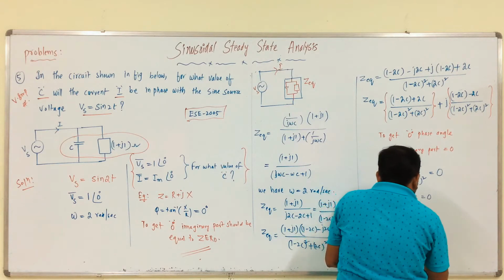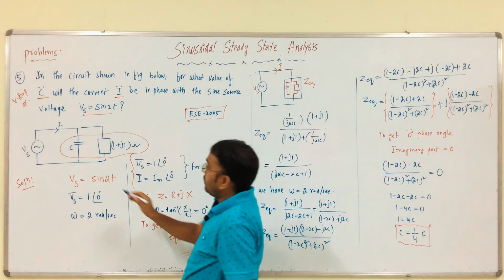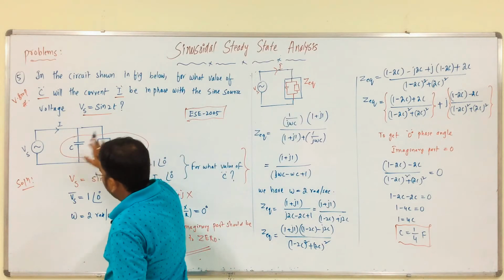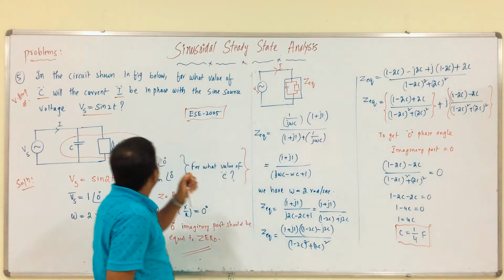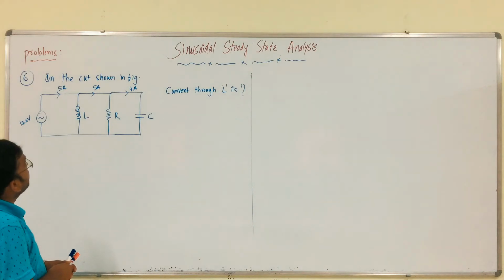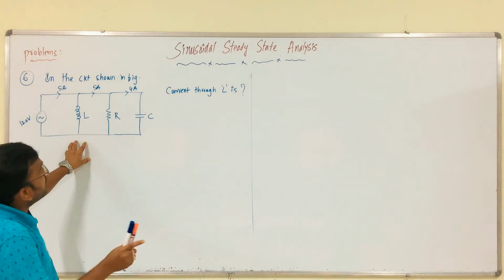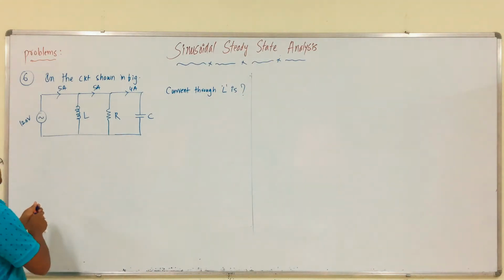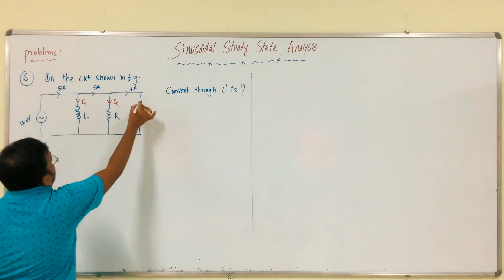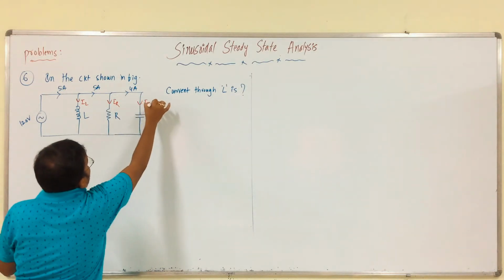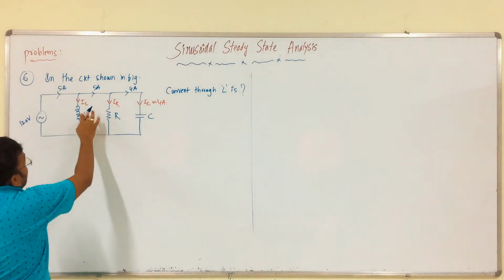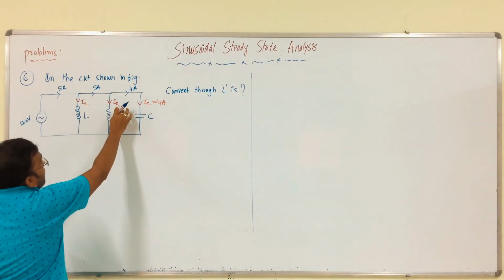The answer is, so for 1 by 4 farad only, for this value of C we are having voltage and current are in phase. In the circuit shown in figure, this is the circuit, we have to calculate the value of current through this branch. So, this is IL, this is IR, this is IC, which is equals to 4, given 4. So, to calculate the value of IL through this branch, first we have to calculate the value of IR through this branch.